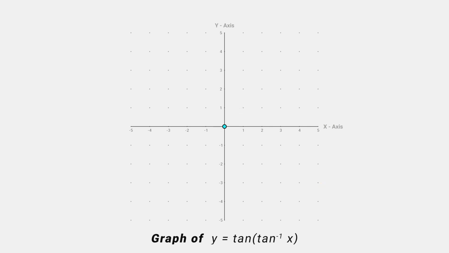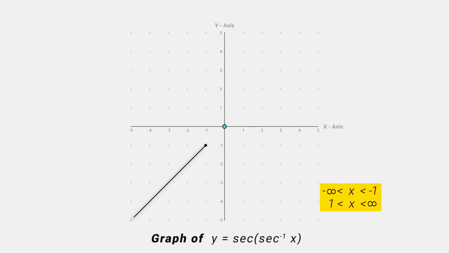Now for tangent inverse x and cot inverse x. The domain of these functions is from minus infinity to infinity, so both graphs are the same. The domain of cosecant inverse x and secant inverse x is minus infinity to minus 1 or 1 to infinity, so the graph of both functions looks like this.